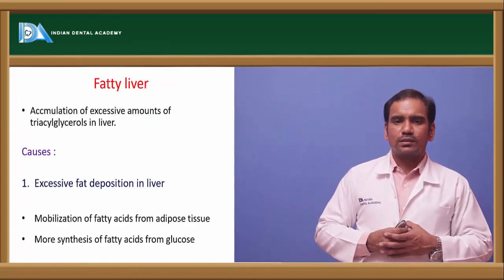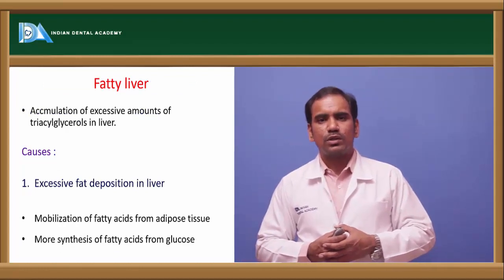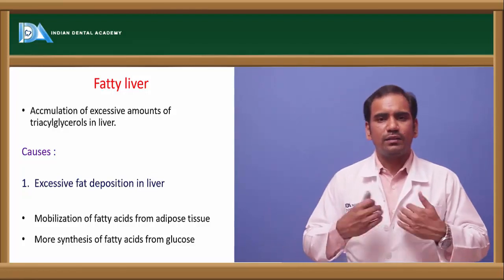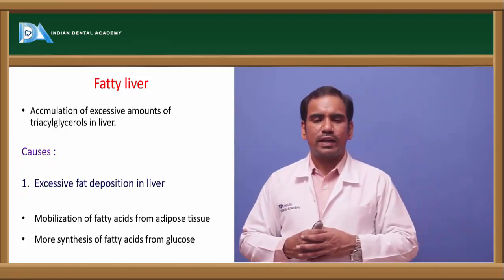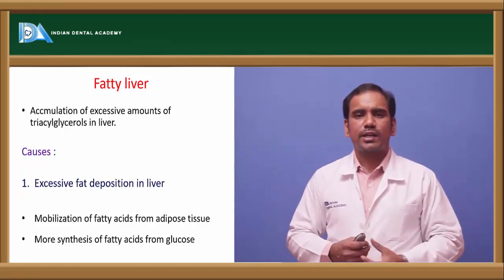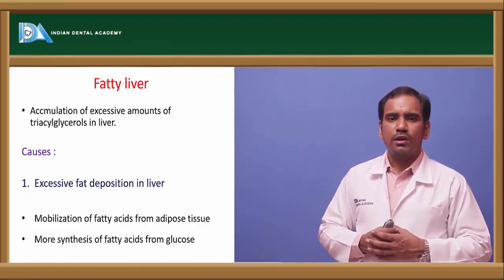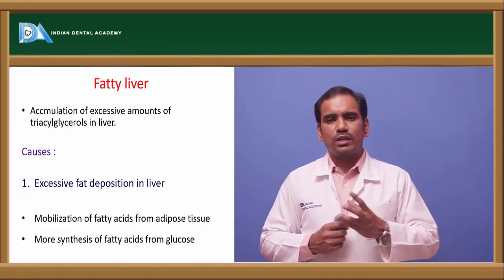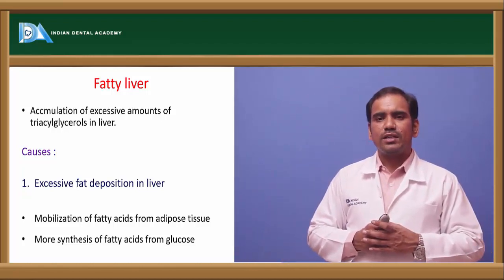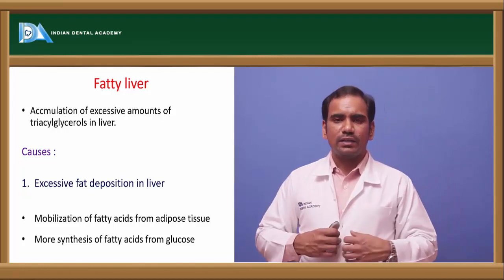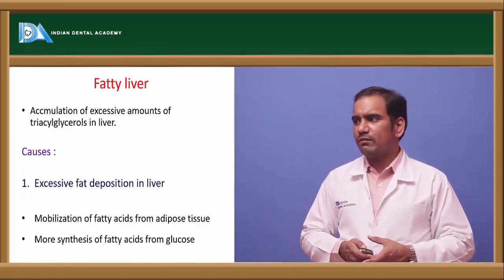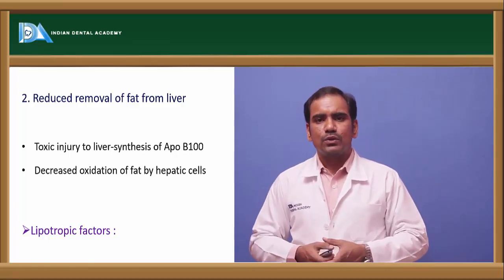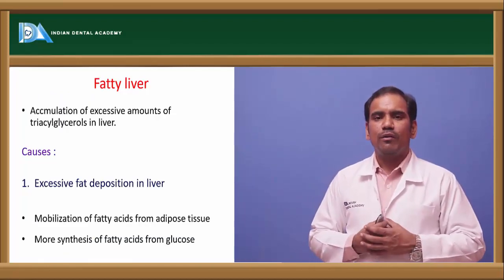Coming to another important aspect of lipid metabolism, fatty liver. Whenever there is increased accumulation of fat in the liver, that condition we call fatty liver. So what is fatty liver? Increased accumulation of fat in the liver is called fatty liver. And what causes fatty liver? There are two causes: excess deposition of fat in the liver, and the other reason is reduced removal of fat from the liver. These two conditions will lead to fatty liver.